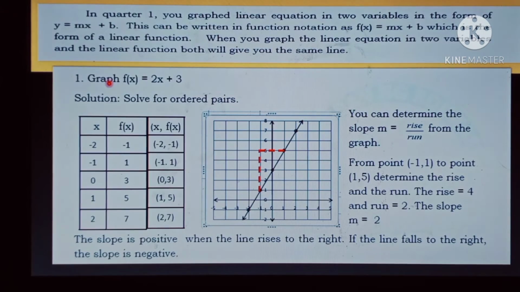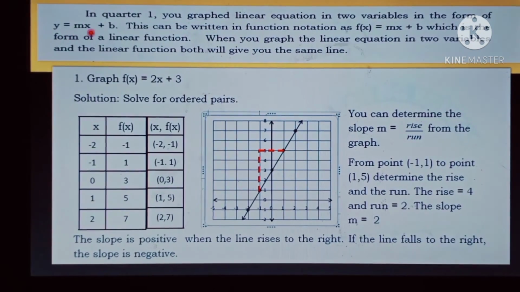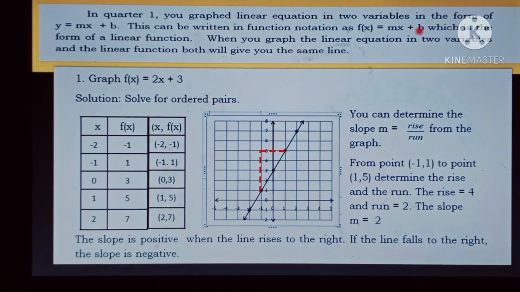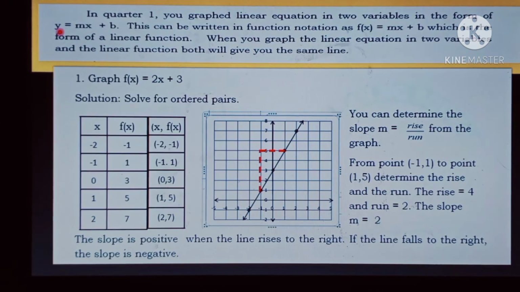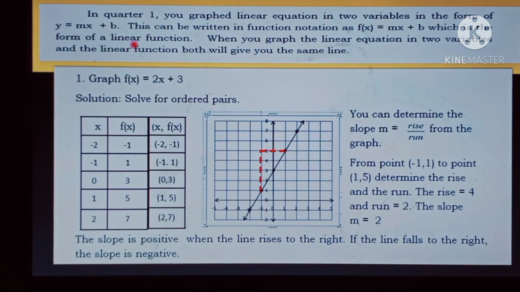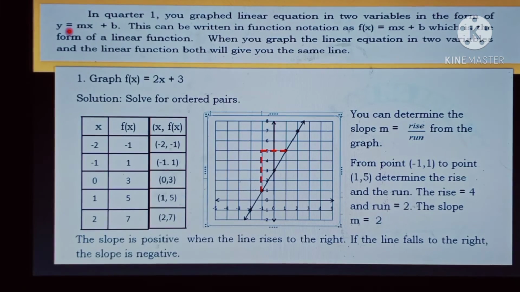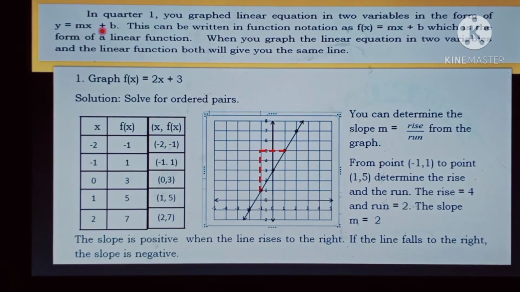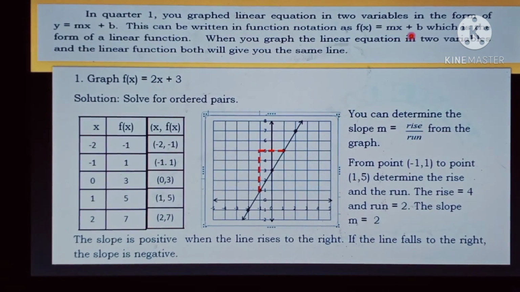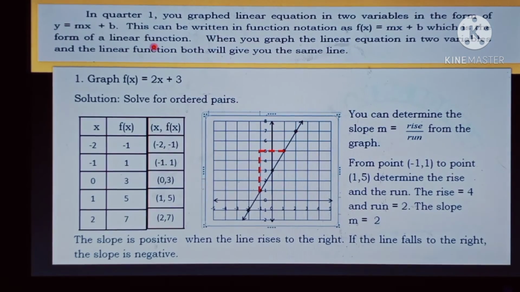So, in quarter 1, you graph linear equation in 2 variables in the form of y is equal to mx plus b. This can be written in function notation as f of x is equal to mx plus b. So, yung y, we change this as f of x. So, we have now function notation of the slope-intercept, which is the form of a linear function. So y equal to mx plus b ay kay linear equation. So, si f of x is equal to mx plus b ay para na kay linear function.